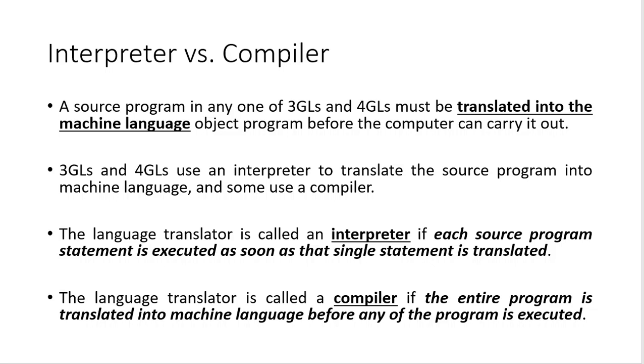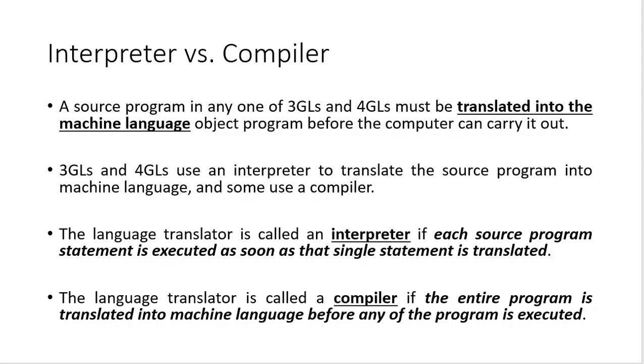So kalau interpreter ni dia terjemahkan secara mudah, yang dia terjemahkan line by line. Okay. Dia terjemahkan satu line, dia execute. Okay, kalau compiler dia terjemahkan the whole program tu, barulah dia execute that program. Dia terjemahkan keseluruhan program tu kepada machine language, barulah dia boleh execute.